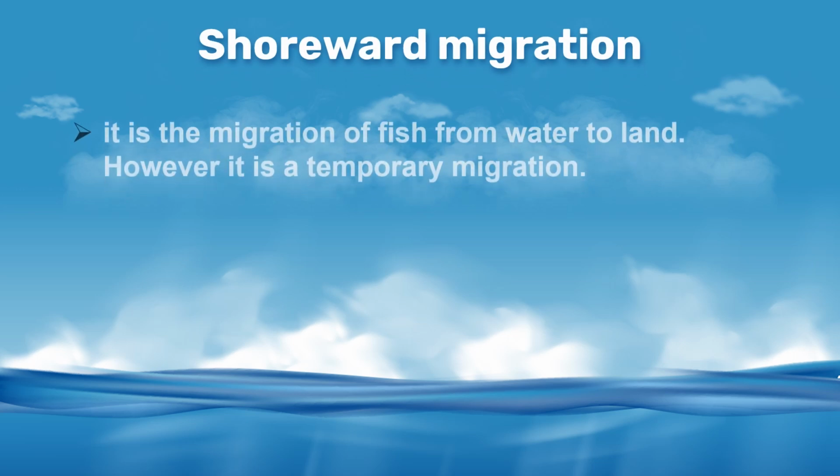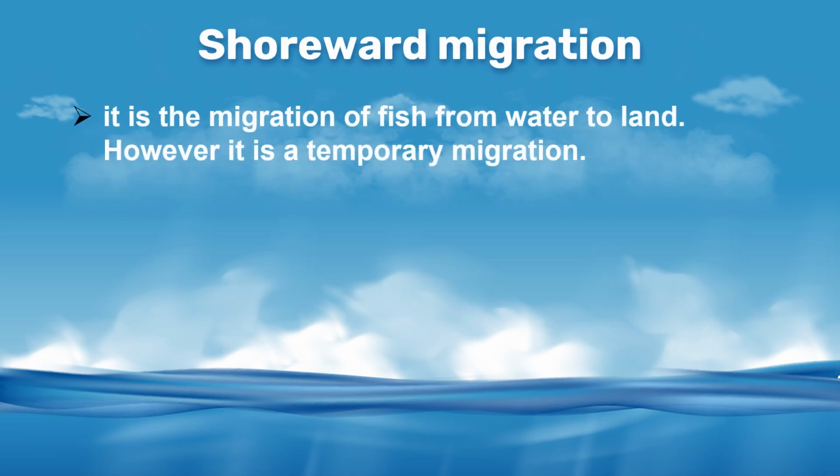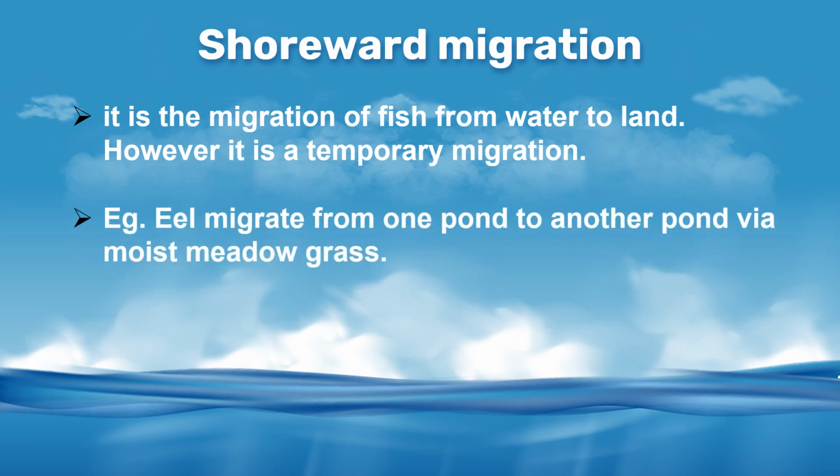Shoreward migration is a migration of fish from water to land. However, it is a temporary migration. For example, eel migrate from one pond to another pond via moist meadow grass.